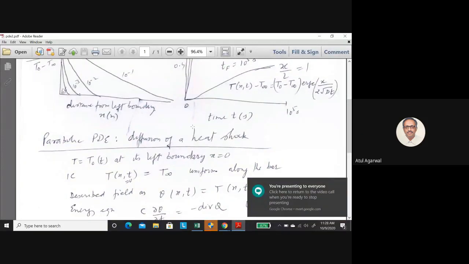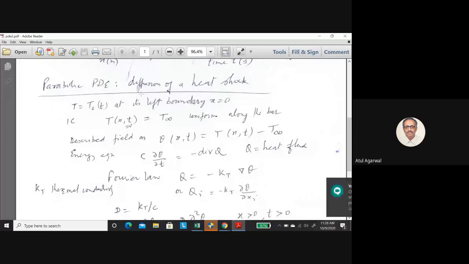Now you see the parabolic partial differential equation. We discussed diffusion of a heat shock. T is equal to T0, T is the temperature at the left boundary. The initial condition was at t equal to 0, you had applied T infinity uniform along the bar. We have described the field as the current temperature minus initial temperature.